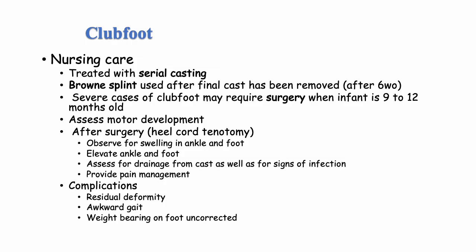They're called a Brown splint, that's one of them, and I'll show you what that looks like. And in severe cases, they'll do surgery if at 9 to 12 months the serial casting has not worked.